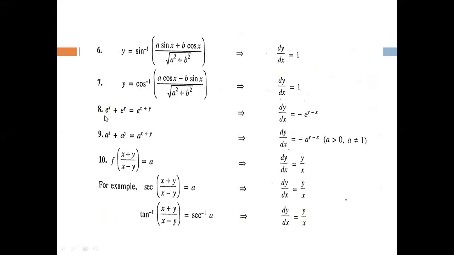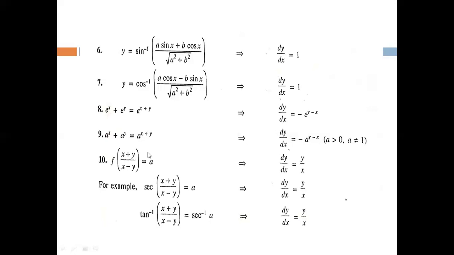Okay. 8th one, e power x plus e power y is equal to e power x plus y. Then dy by dx is equal to minus e to the power y minus x. 9th one, a power x plus a power y is equal to a power x plus y implies that dy by dx is equal to minus of a to the power y minus x.